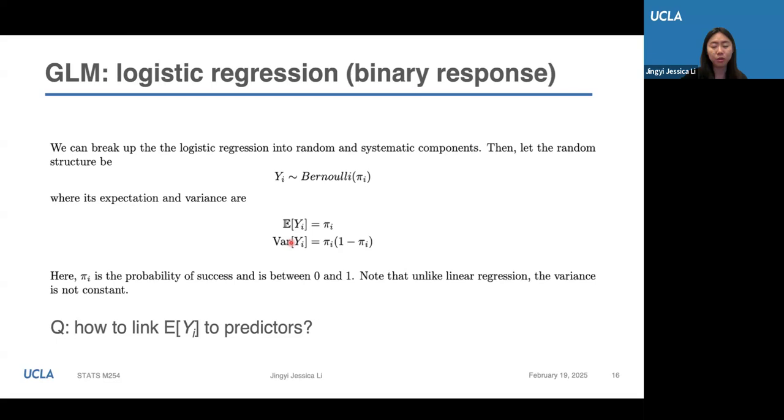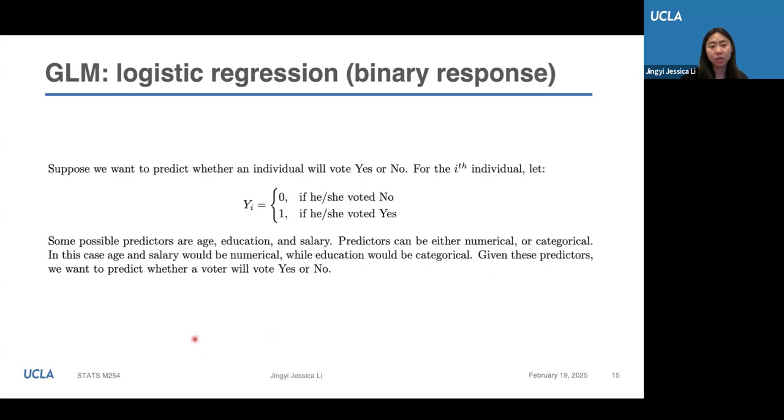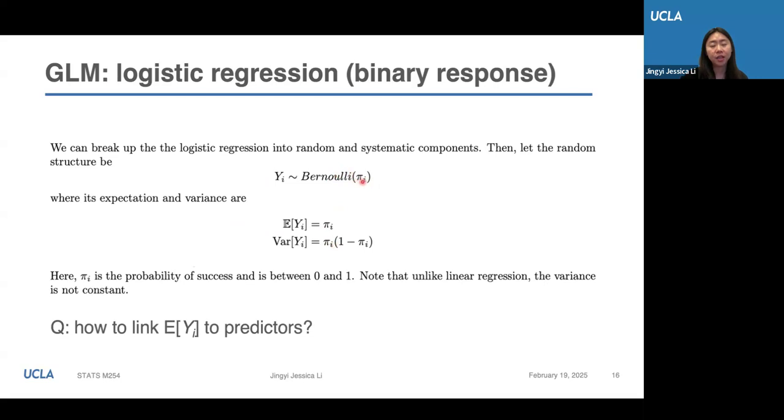Only Bernoulli can be used to describe a binary random variable. And Bernoulli has only one parameter, the probability of getting 1. So for yi, we refer to its Bernoulli probability as pi I. And we expect that the predictors, such as age, education, and salary, would affect this person I's pi I. Okay, how do we link the expectation of yi, which is pi I, to predictors?